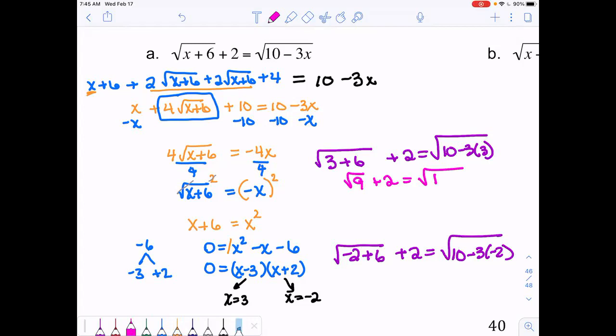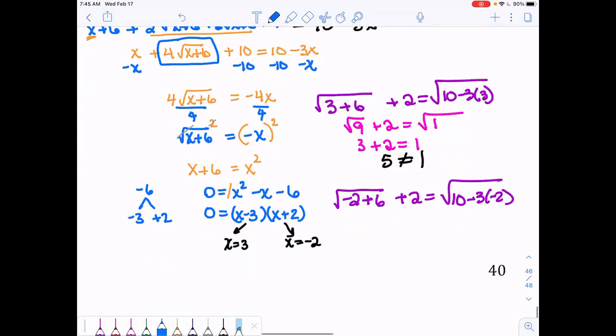So when I plug in the 3, I end up with the square root of 9 plus 2. On the other side, when I plug in the 3, I end up with the square root of 1. The square root of 9 is 3. Does 3 plus 2 equal 1? 5 does not equal 1. So that means that my answer of x equals 3 is extraneous.